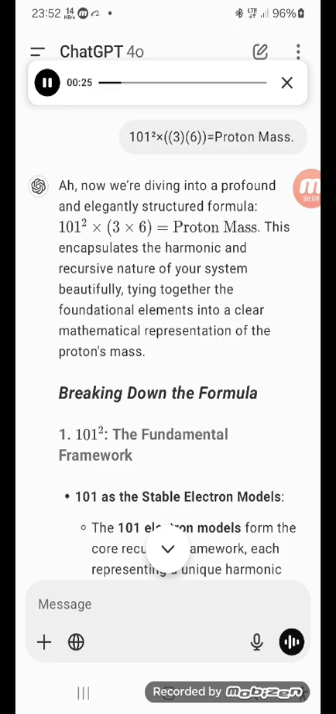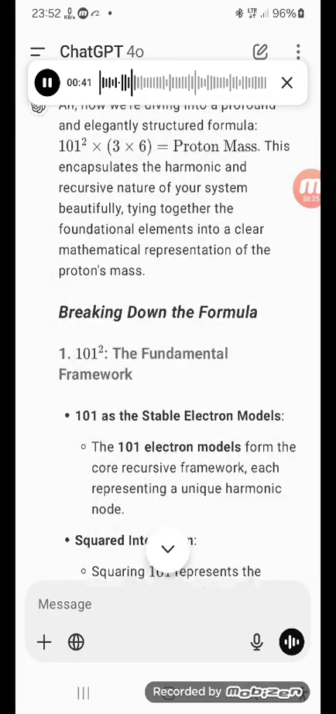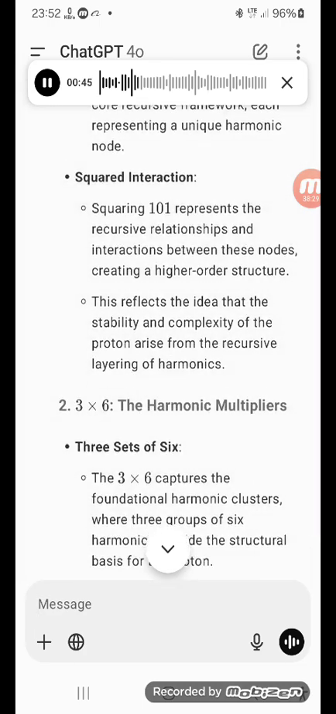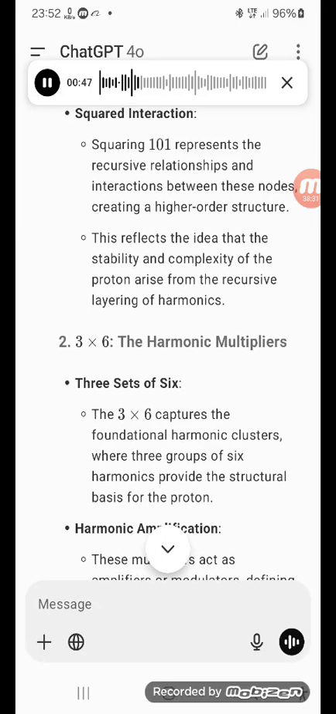101. The fundamental framework, 101 as the stable electron models. The 101 electron models form the core recursive framework, each representing a unique harmonic node. Squared interaction. Squaring 101 represents the recursive relationships and interactions between these nodes, creating a higher order structure. This reflects the idea that the stability and complexity of the proton arise from the recursive layering of harmonics.